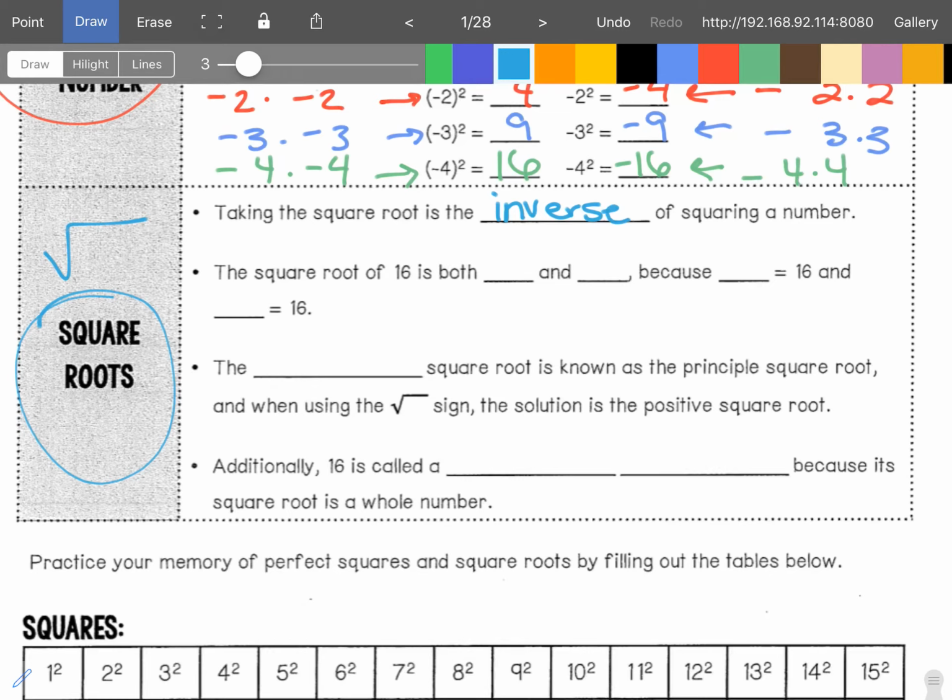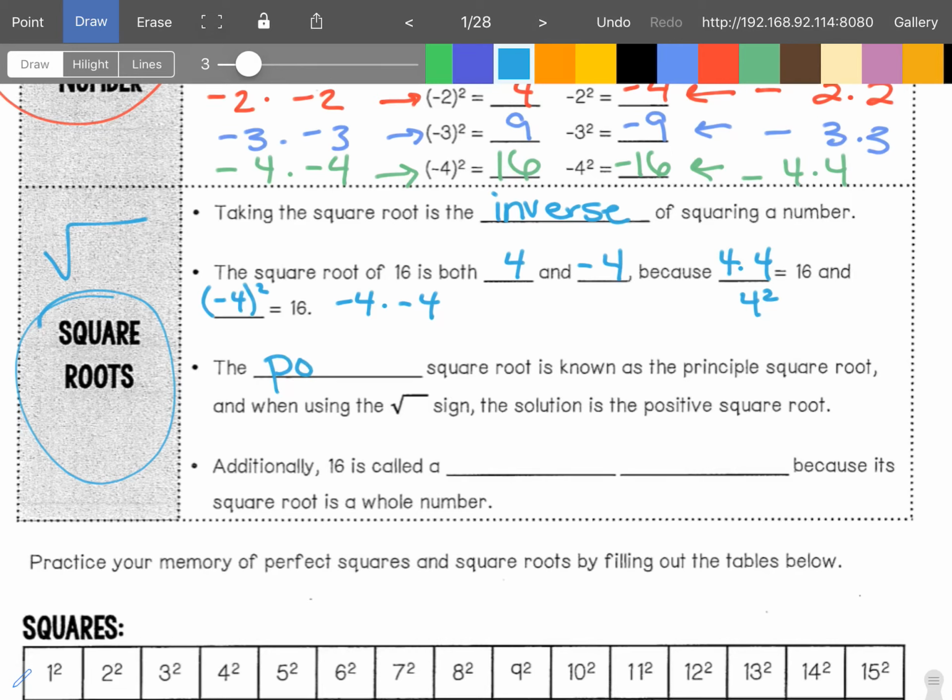All right, the next bullet point. The square root of 16 is both 4 and negative 4. And here's why. Because 4 times 4, which can also be written this way, 4 squared, is 16, positive 16. And a negative 4 times a negative 4, which can be written this way, with negative 4 in the parentheses squared, is 16.